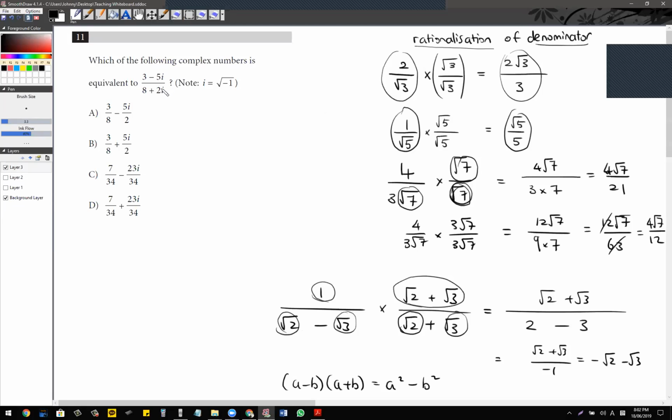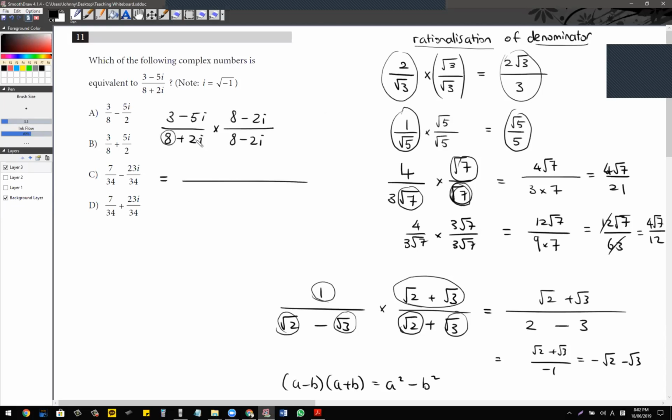Now we're going to try this one here. So whenever you have i in your SAT exam, just note that this is the square root of negative 1. So don't worry about replacing i with root negative 1. Simply multiply this by 8 minus 2i. Okay. Yeah, so it's very similar to this stuff here.